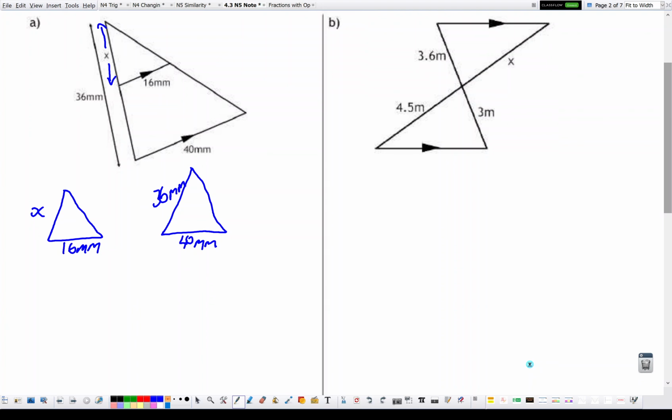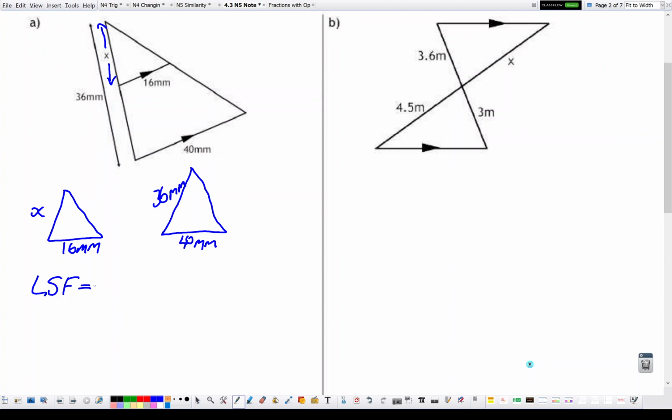The process I need to use to find x is to find what the length scale factor is using my 16 and my 40. Now getting them the right way around is crucial. I'll talk about that in a second, and then we're going to use that scale factor, multiply it by the corresponding side to x to get our missing one. So first stage, find the length scale factor.